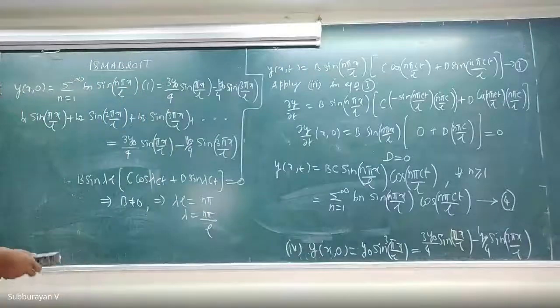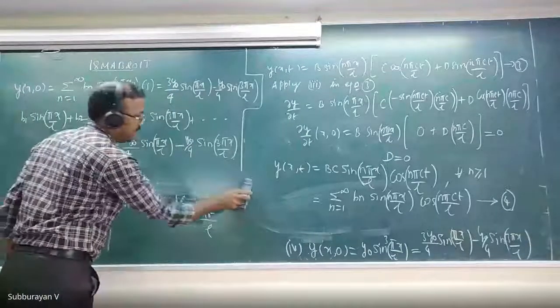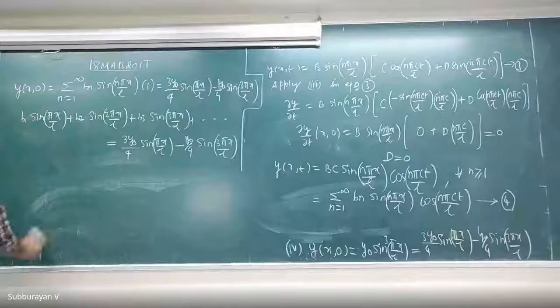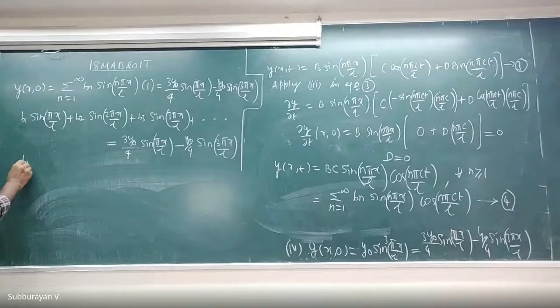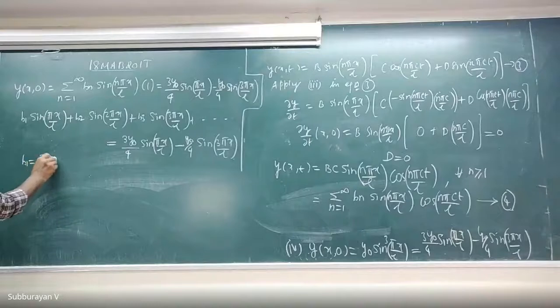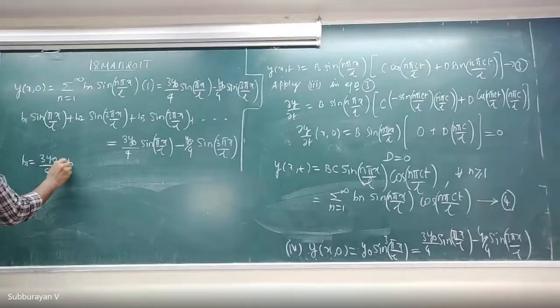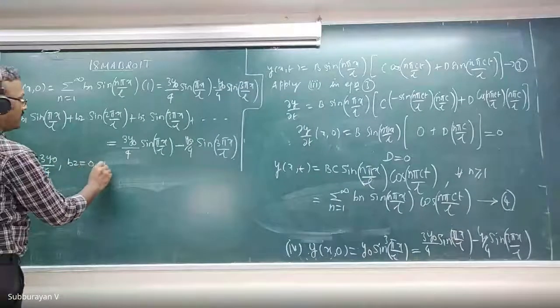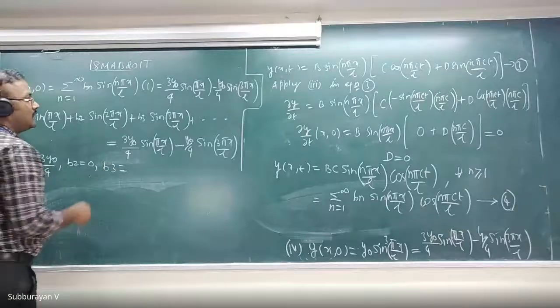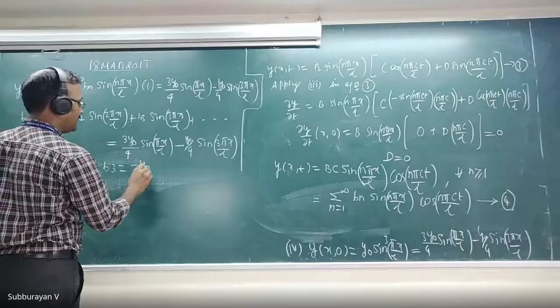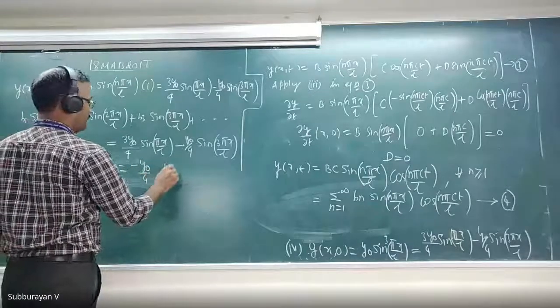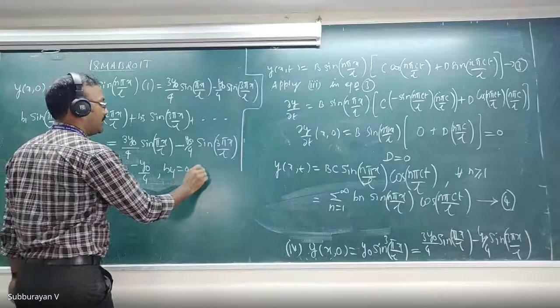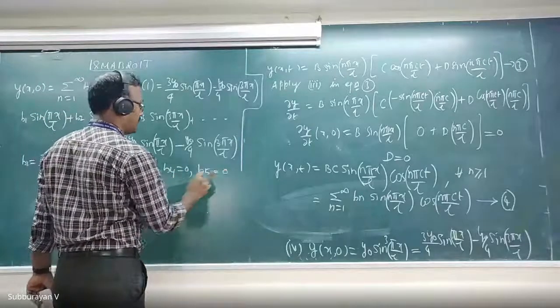Now compare the left hand side and the right hand side. What will you get? b1 equal to 3y0 by 4 and b2 equal to 0 and b3 equal to minus y0 by 4 and b4 equal to 0 and b5 equal to 0 and so on.